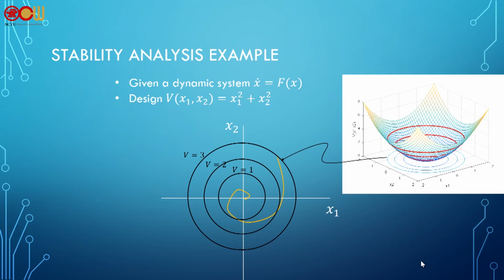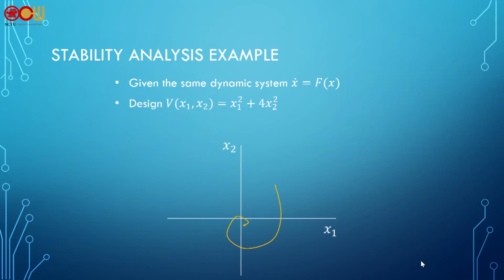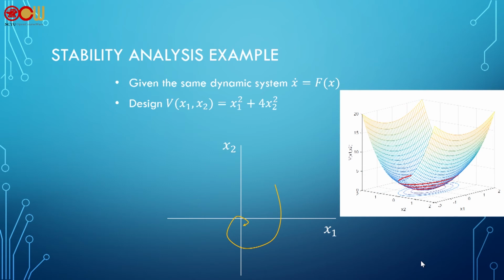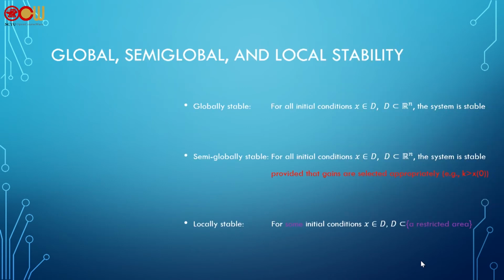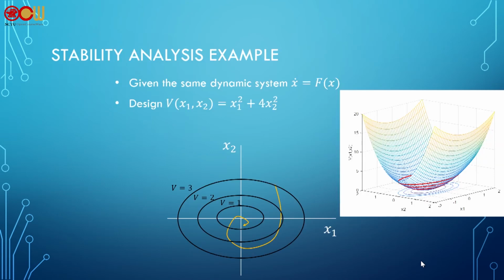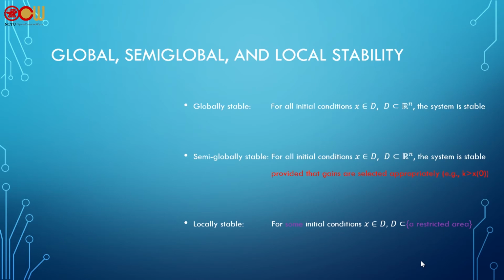The yellow line never changes, right? It's identical in these two examples. So the problem is, how do you find V? Just try. But if it's a linear system, as I said, you can use linear matrix inequalities. So next, semi-global and local stability.